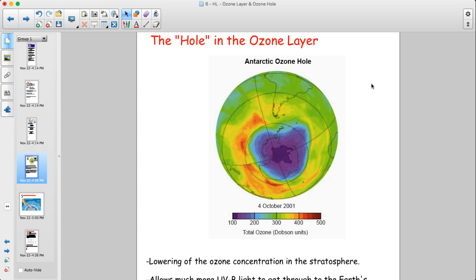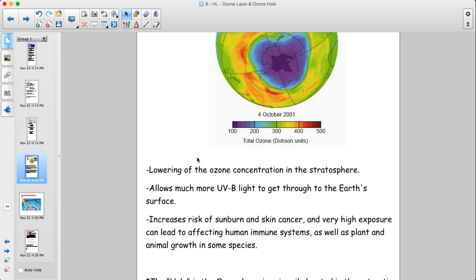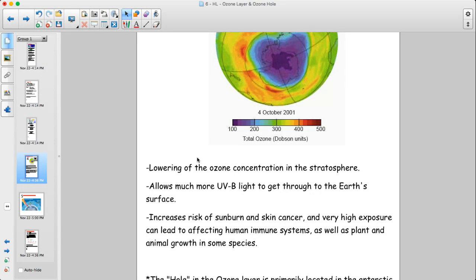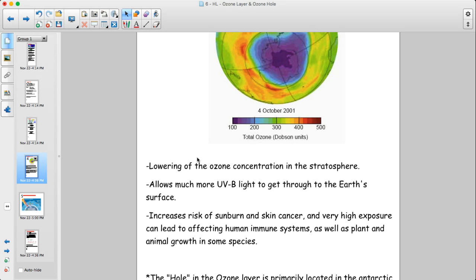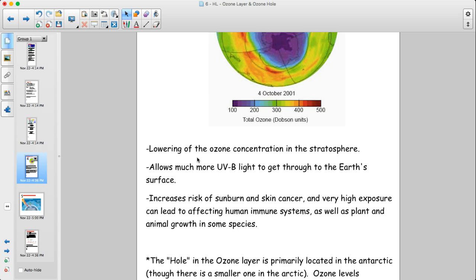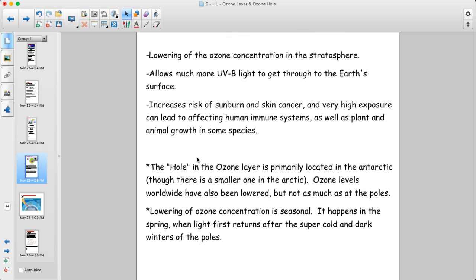So the hole in the ozone layer is really, it's not exactly a hole, it's just an area in the atmosphere where we get really low concentrations of ozone. It tends to happen mostly over the poles, especially the Antarctic, and it allows a lot more UVB light through down to Earth's surface, which can lead to more sunburn and skin cancer, and eventually affecting immune systems. There is a lower ozone concentration everywhere in the world seasonally, but it's especially bad at the poles.